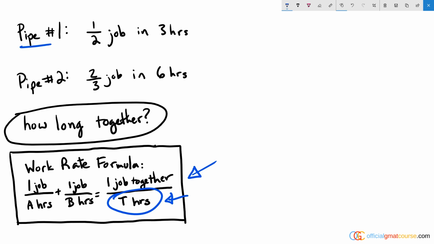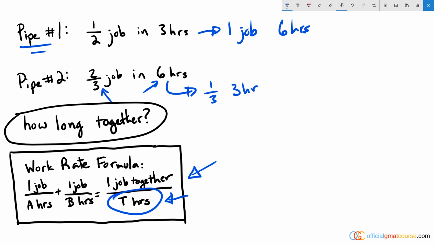So looking at the first pipe, we know that it can do half a job in 3 hours. Well, that means it can do one job in 6 hours. And I always like to start by putting my jobs in terms of hours per one full job. Now, this second rate is a little bit more difficult. It's 2/3 of a job in 6 hours. That means that we'd be able to do 1/3 of a job in half as long, 3 hours, because if we're doing half as much work, it will take us half as long. And then if I need to do 3 times this to do a full job, that means I will do one full job in 9 hours.